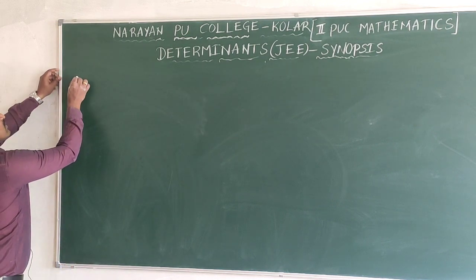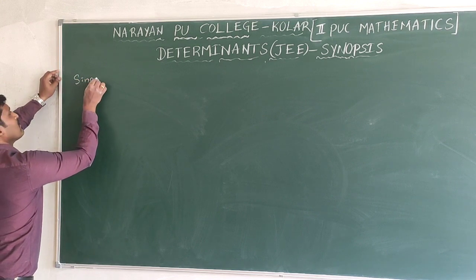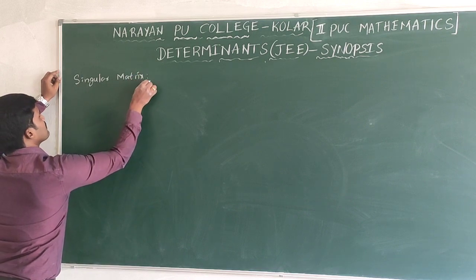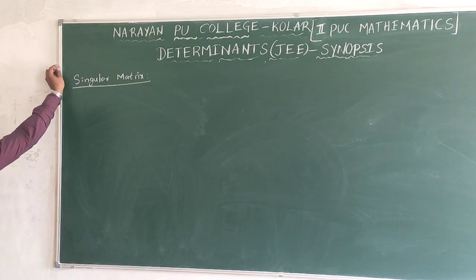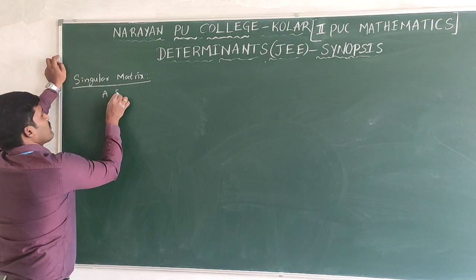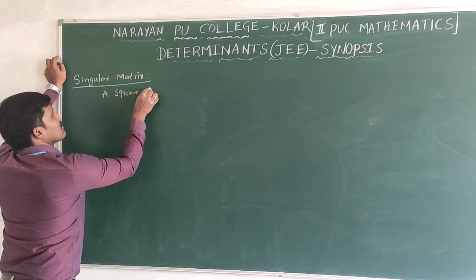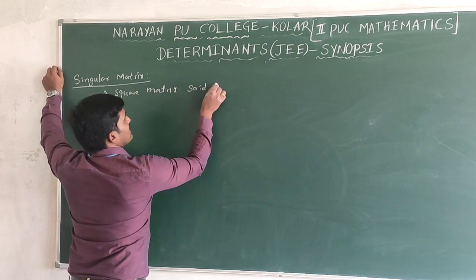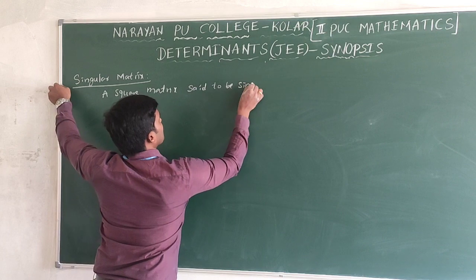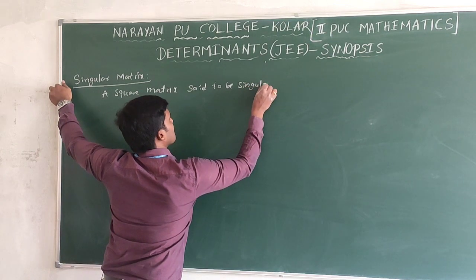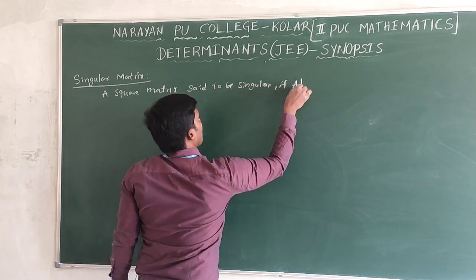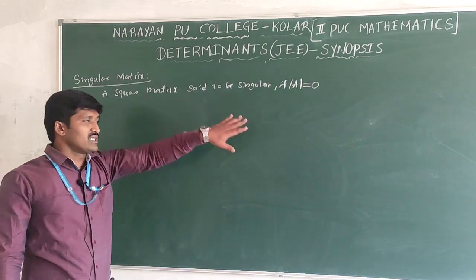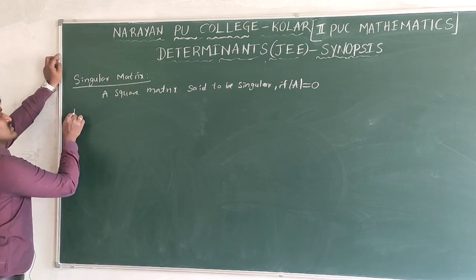Next, singular matrix. What do you mean by singular matrix? A square matrix is said to be singular if det A equal to 0. Determinant of a square matrix is 0, that is called which matrix? Singular matrix.